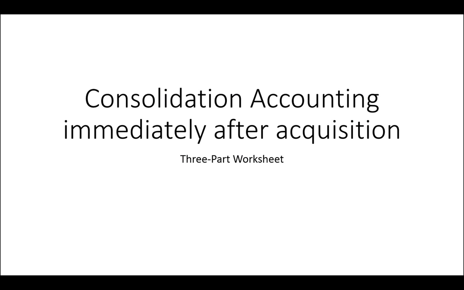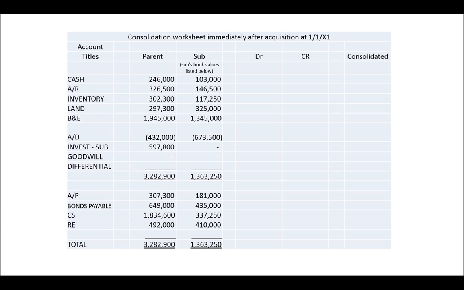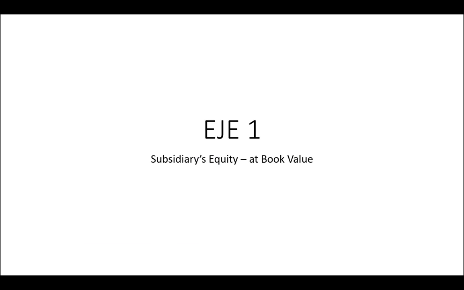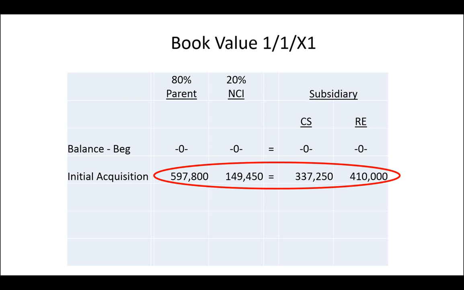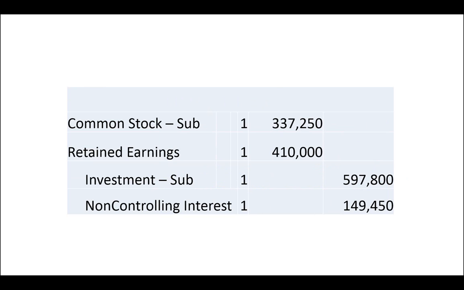Let's do the consolidation immediately after the acquisition. Here's our one-part worksheet with the information ready to consolidate. The first EJE we'll do is the sub's equity at book value, and we've got that information on our book value schedule. This information here is going to make up our EJE that we're going to need for our equity. Debit common stock, debit retained earnings, credit the investment in sub, and the NCI. We've got those numbers from the book value schedule.